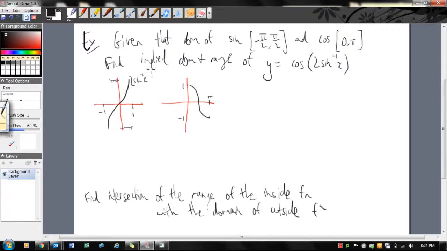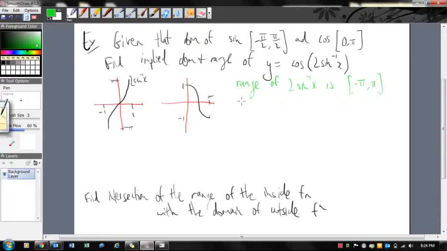So let's have a look at this. I'll do it in green. I'll try to fit all this in one spot. Firstly, let's look at what I've just written: the range of the inside function. The inside function is 2 sine inverse x. So the range of 2 sine inverse x, looking at the graph, goes from negative pi to pi. Negative pi to pi. Okay, so that's the range.